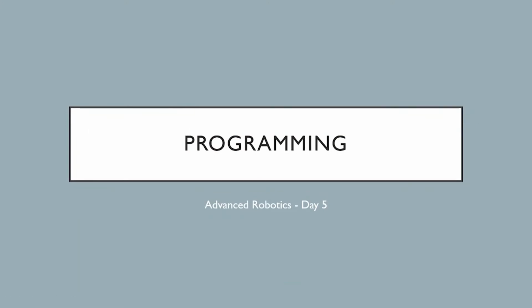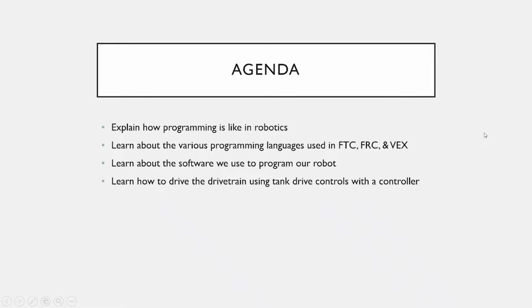Now that we have a simple understanding of how to CAD the robot, build the robot, and wire the robot, let's get into how to get the robot to actually start moving. But before we start coding the robot movement, let's go over some things to get a solid foundation of what programming is like in robotics.